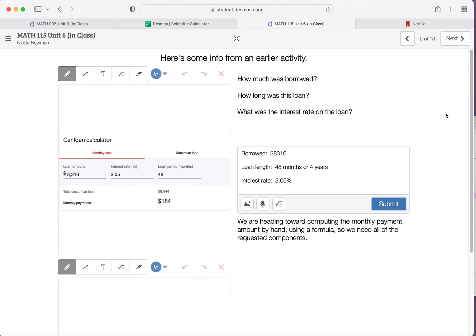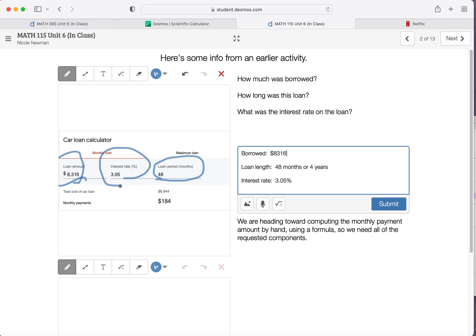From an earlier activity, we had some of these same numbers, maybe in the previous unit. We're going to proceed with the ones that are present. The interest rate is a bit low for the actuality of the world right now. But I'm asking you some questions about this output from a car loan calculator. How much was borrowed? That's the loan amount right there. That's the $8,316. How long was this loan? It was 48 months. And that's also the same thing as 4 years. And then the interest rate, hanging out right there in the center, that 3.05%. That is very low for right now.